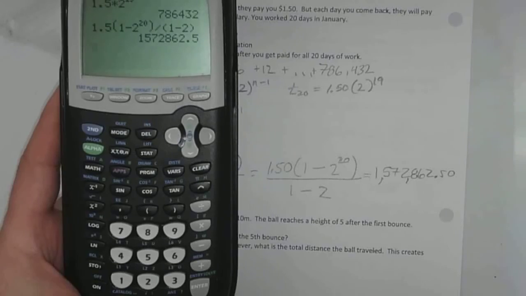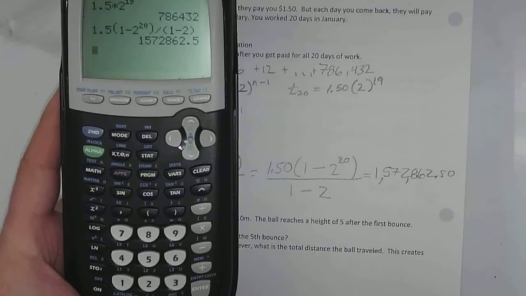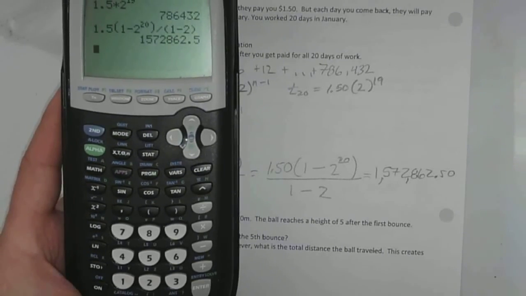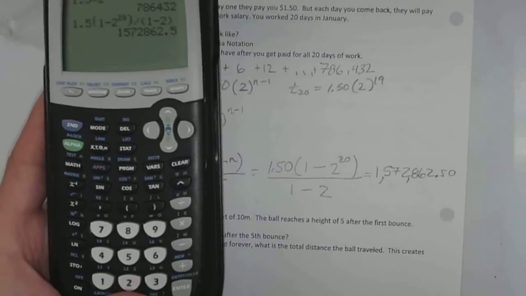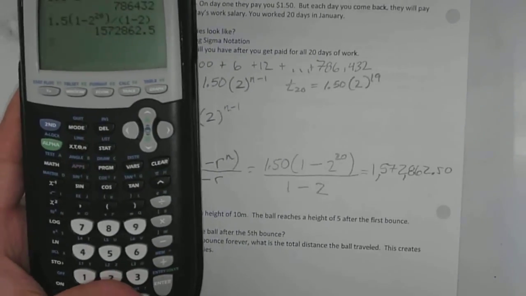So calculating that, you will end up with $1,572,862.50 after 20 days of work, which isn't that bad.